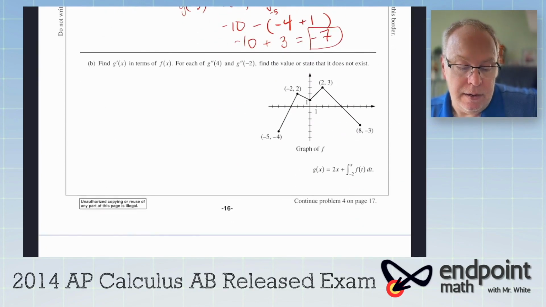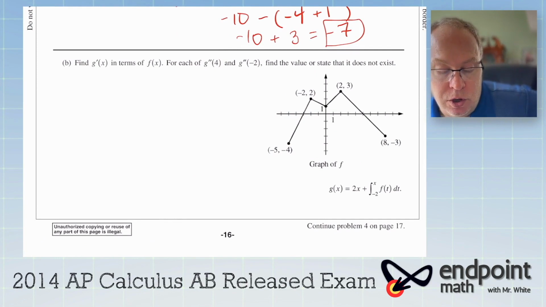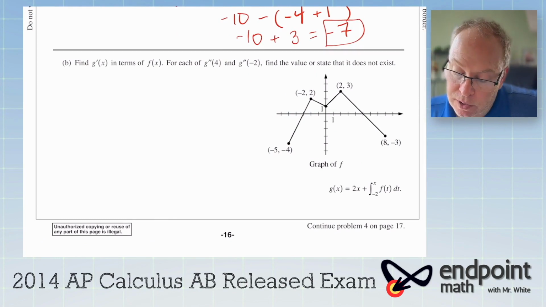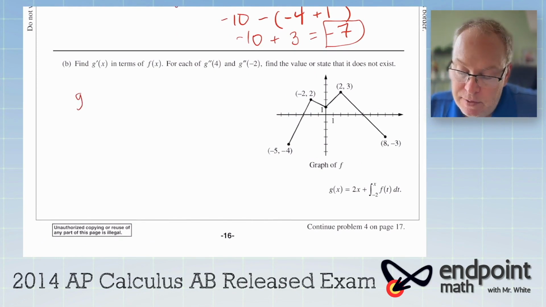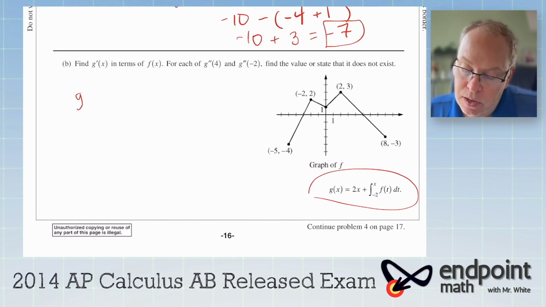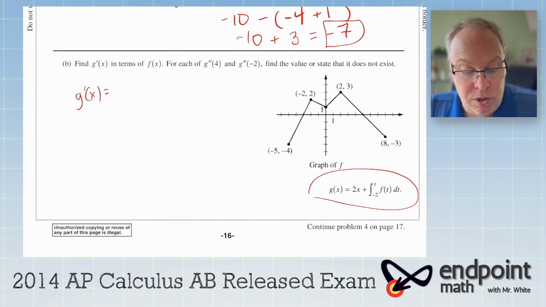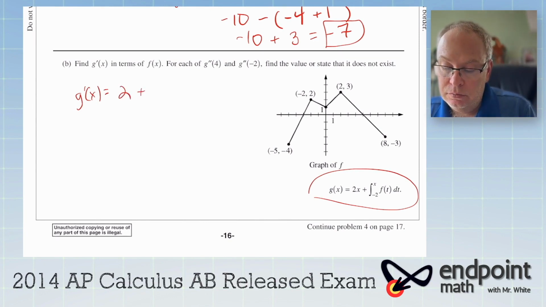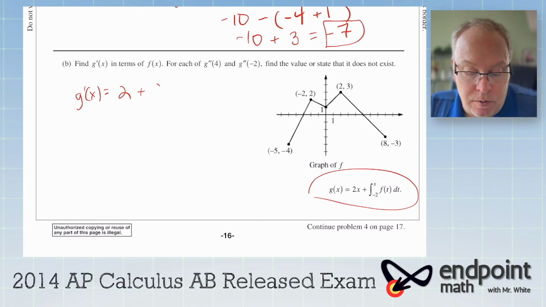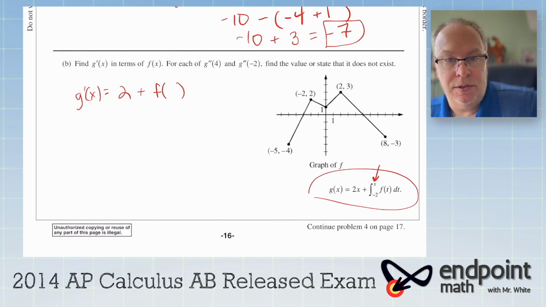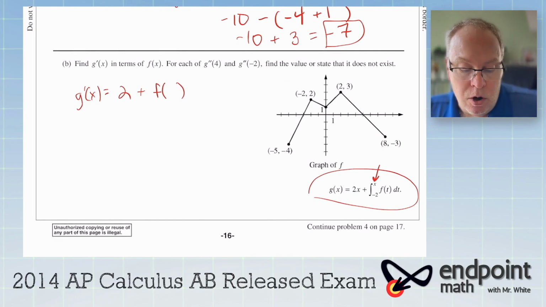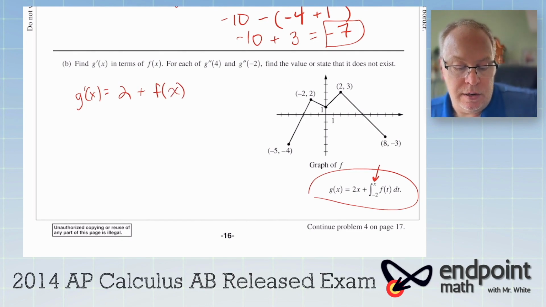All right, moving on. Find the derivative in terms of f. So let's do that first. G prime, I've got it written down here for you again. G prime of x would be 2 plus, now remember the derivative of an integral is just the original function with the upper bound plugged in, and then sometimes you had to add on a chain, or multiply by a chain, but we don't have a chain here. So that is the problem right there.